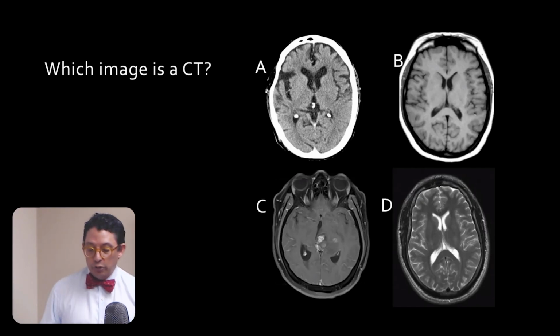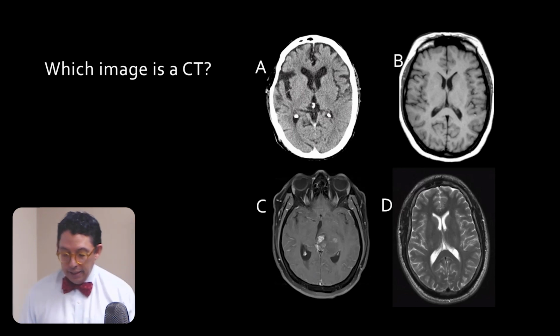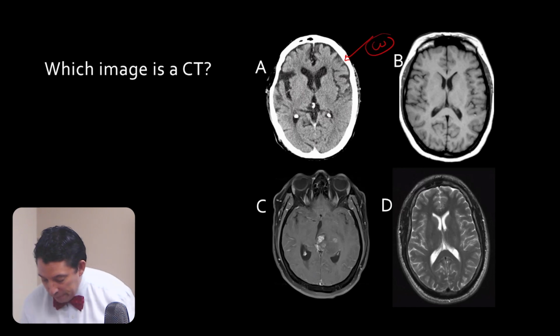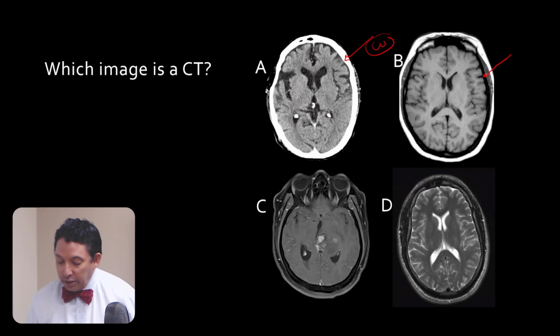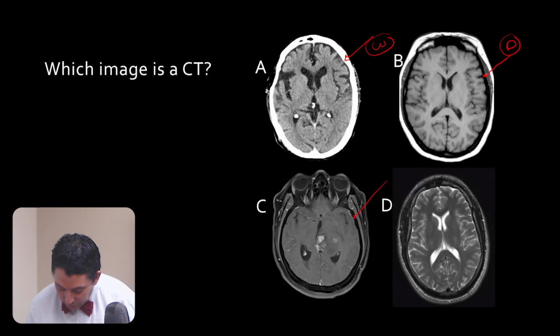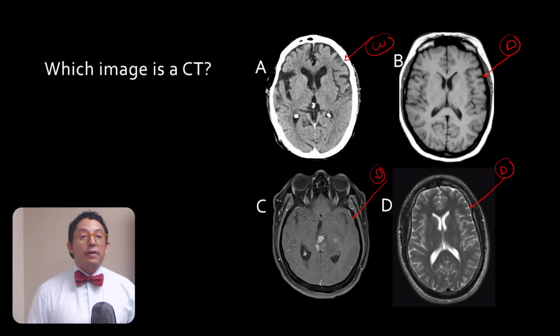So let's go to the first top one, which is A. The first thing we're going to ask ourselves is, how is the bone? So the bone is here. Is the bone white or dark? It's white. Let's go to the next one. In the next one, you can look at the bone. The bone is this dark part here. That's the bone, so it's dark. What about this one? It's dark. What about in this one? It's dark. So which one is the CT?